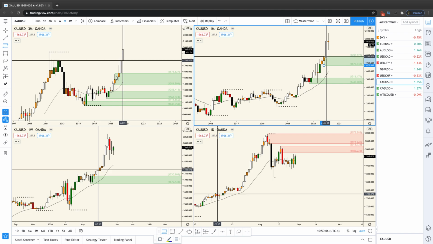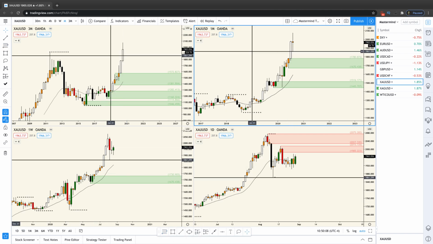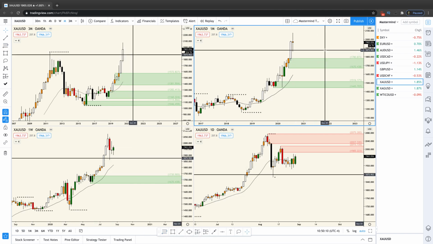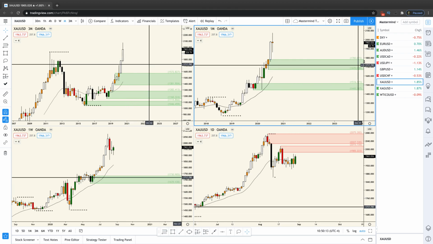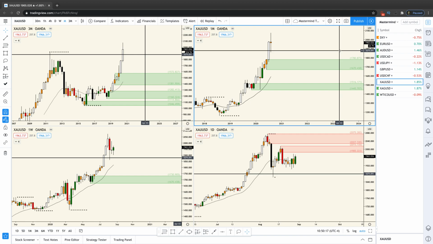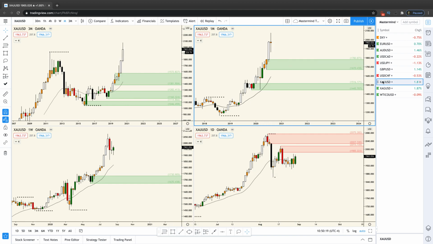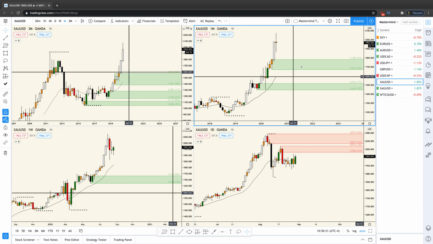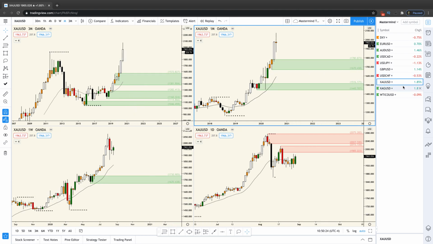As far as a monthly goes, you got that area there as well. That is around right exactly where I said, that's 1700 to 1800 range. Sorry guys. Yeah, so I'm definitely potentially a buyer in this area here.